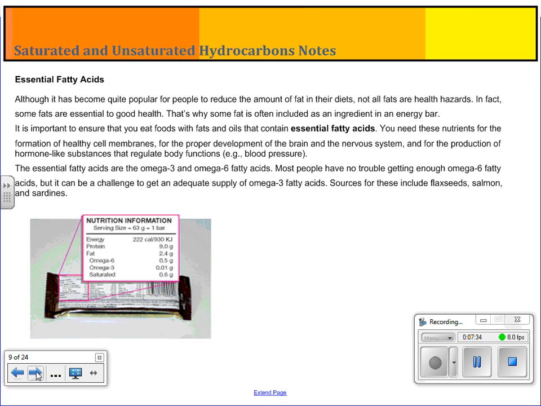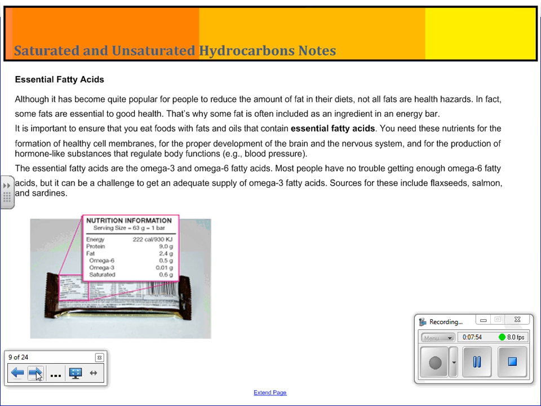So essential fatty acids. Although it has become quite popular for people to reduce the amount of fat in their diets, not all fats are health hazards. In fact, some fats are essential for good health. That is why fat is often included as an ingredient in an energy bar. It is important to ensure that you eat foods with fats and oils that contain essential fatty acids.